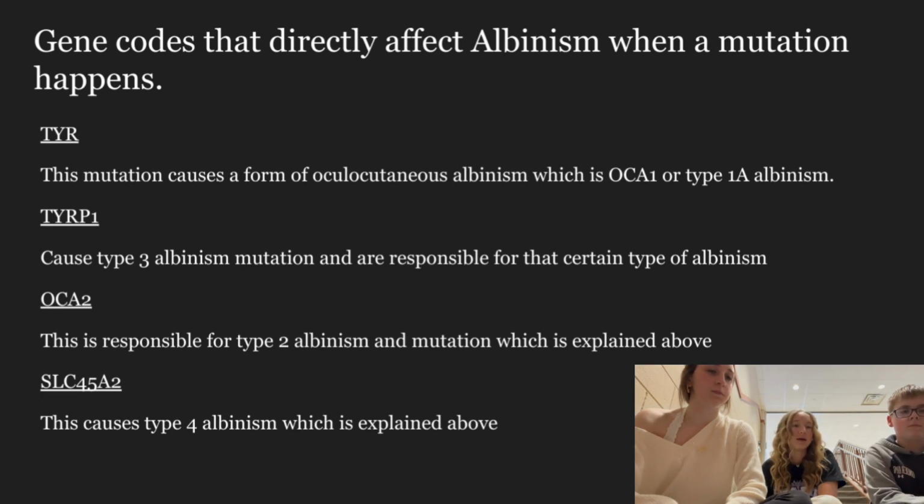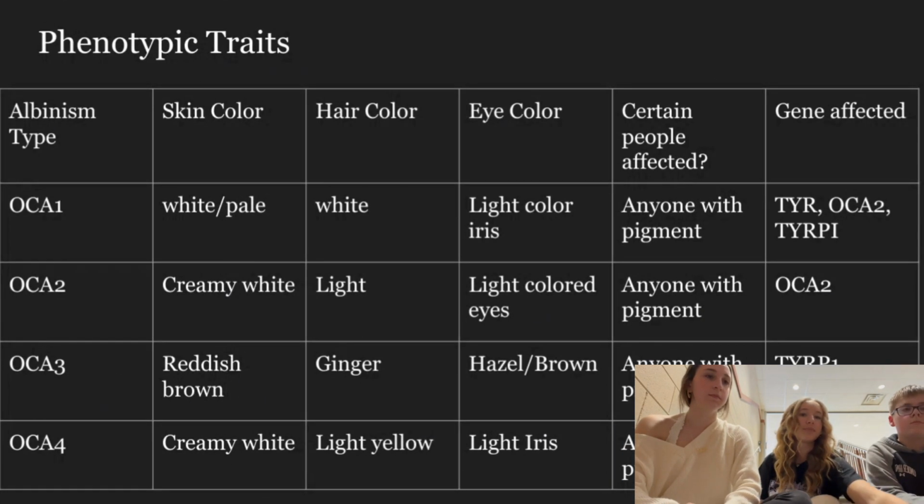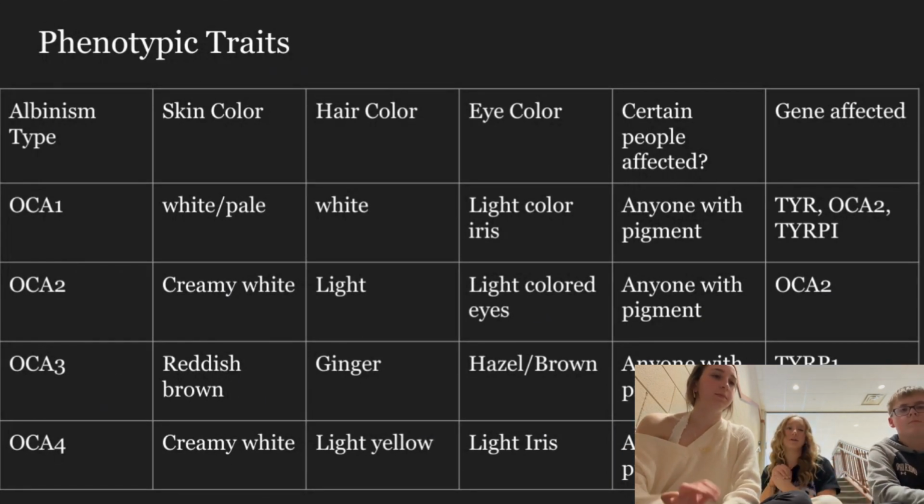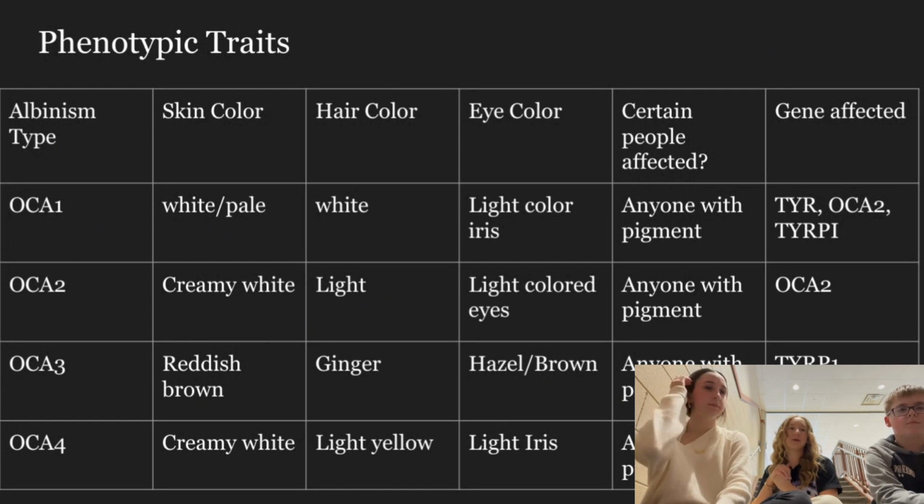And lastly, SLC45A2. This causes type 4 albinism, which is also explained above. Okay, so now Kaya is going to tell a little bit about the phenotypic traits.